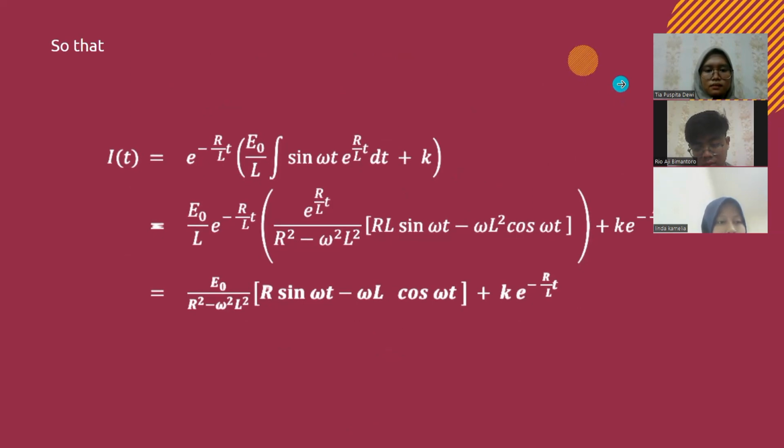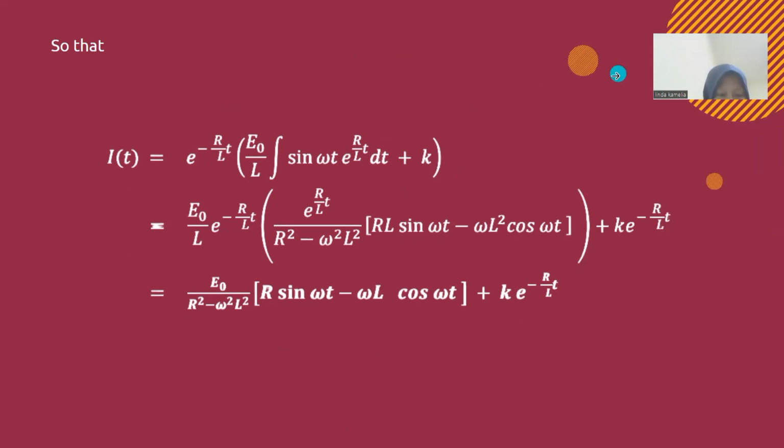So that we find I(t) equals E0 over R squared plus omega squared L squared times R sin omega t minus omega L cos omega t, plus k e to the power negative R over L times t.